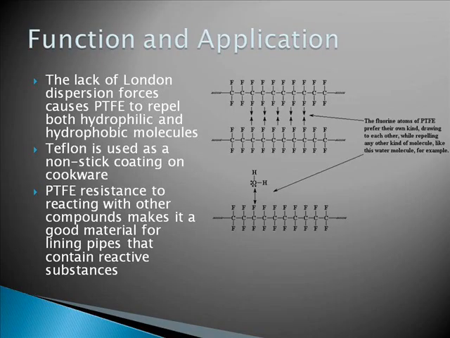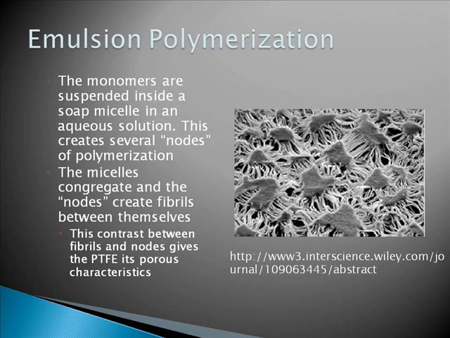The lack of London dispersion forces makes it hard for both hydrophilic and hydrophobic molecules to adhere to its surface, making it the perfect material for non-stick coating on pots and pans. Its low reactivity also makes it well suited for lining pipes containing reactive or corrosive substances. PTFE is also used to line containers that carry nuclear waste.